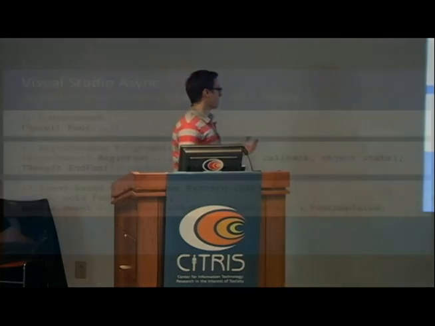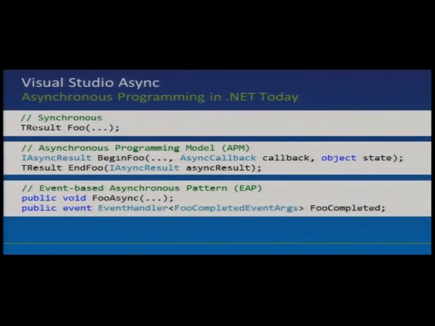A second pattern that is used broadly in .NET is the event-based asynchronous pattern. The way that works is, if I want to call an asynchronous method, I will first register an event handler, and that event handler is going to fire when the asynchronous operation completes, and then I call the FooAsync method that is going to kick off the asynchronous operation and immediately return.